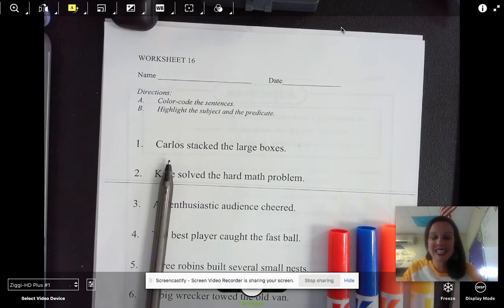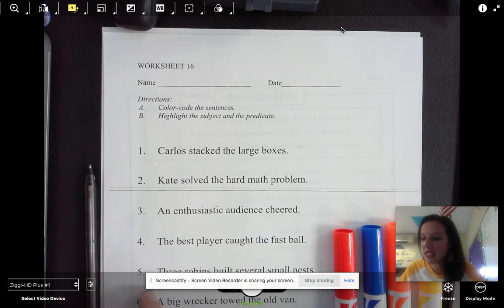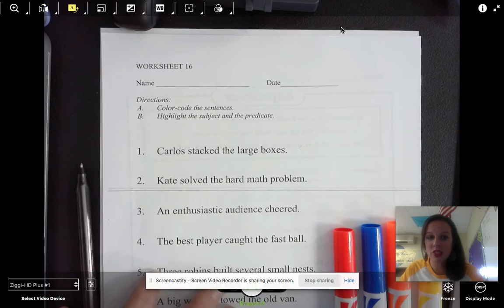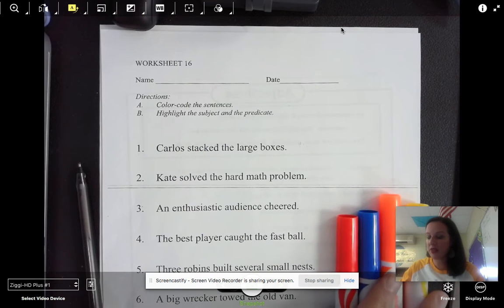Hello, friends. It is Miss Morris, and I am back to you today with some more multisensory grammar, and we are going to be doing some coding. So let's get ourselves ready for the lesson.